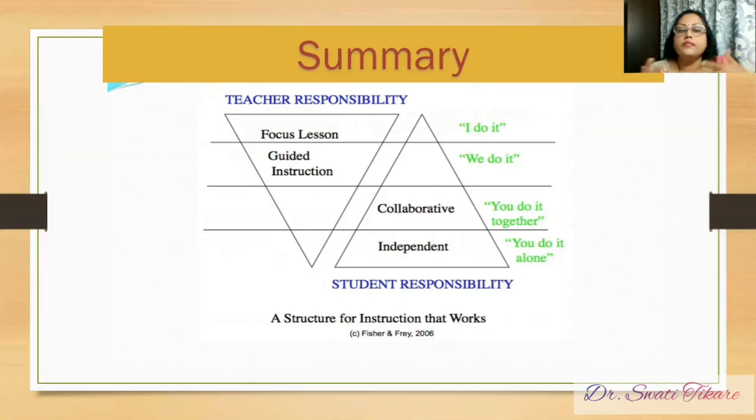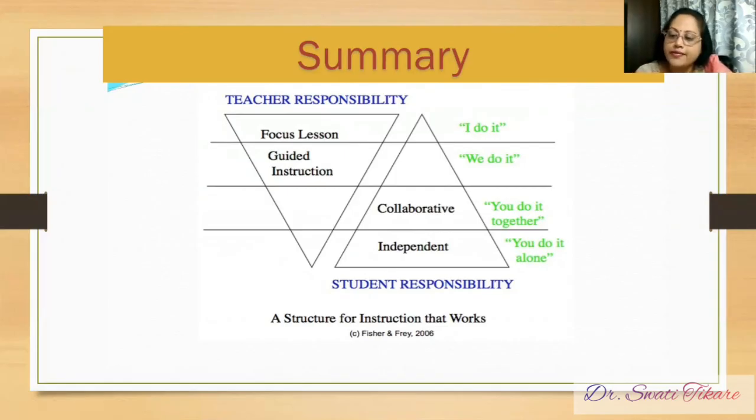Next, we do it. We do a discussion, a small group or a tutorial or something like that. We make you involve yourself, and then we give guided instruction. You see how the triangle is. The responsibility of the teacher is going on decreasing. The responsibility of the student goes on increasing. Here the responsibility of the student has increased a little bit. The next step is you do it together.